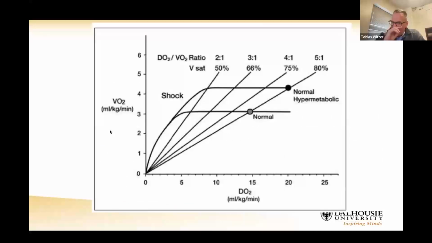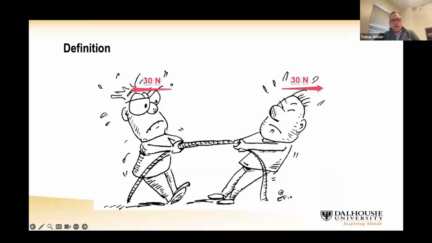In a normal state, we have a huge surplus of oxygen delivery. So the ratio of delivery to consumption is at rest usually 5:1. If you're hypermetabolic, we can still maintain that. And we only really get into trouble when we go down to a venous sat of 50% and an extraction ratio of 2:1. So for the most part, we are at a very stable equilibrium between supply and demand and don't run into any major issues.